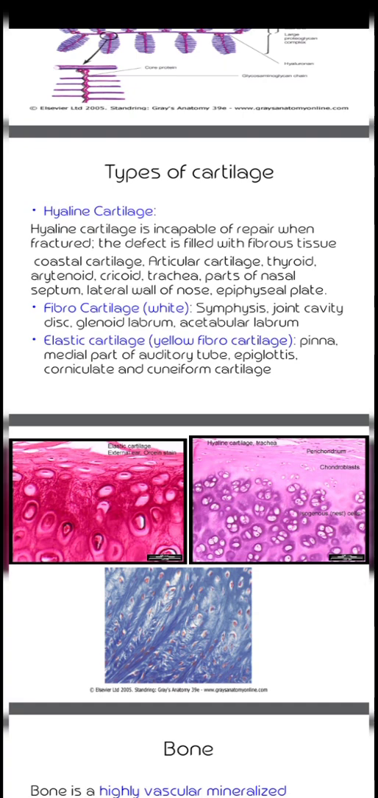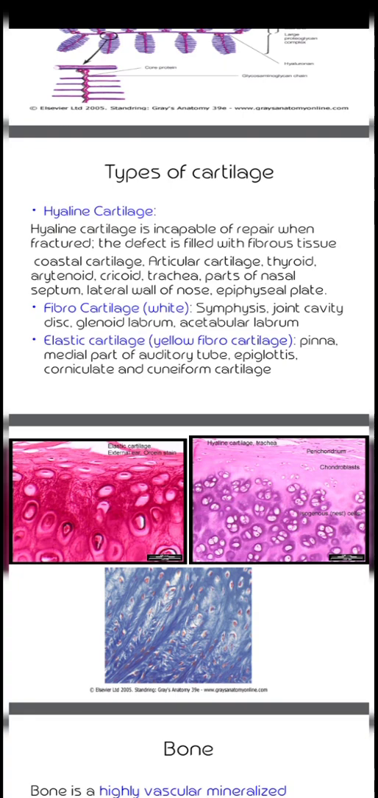Fibrocartilage is whitish in color and it is present on symphysis pubis, the tailbone, joint cavity discs, glenoid labrum, acetabular labrum. Glenoid labrum, acetabular labrum is related to the glenoid cavity of the shoulder joint, and acetabulum where the femur attaches to the hip.